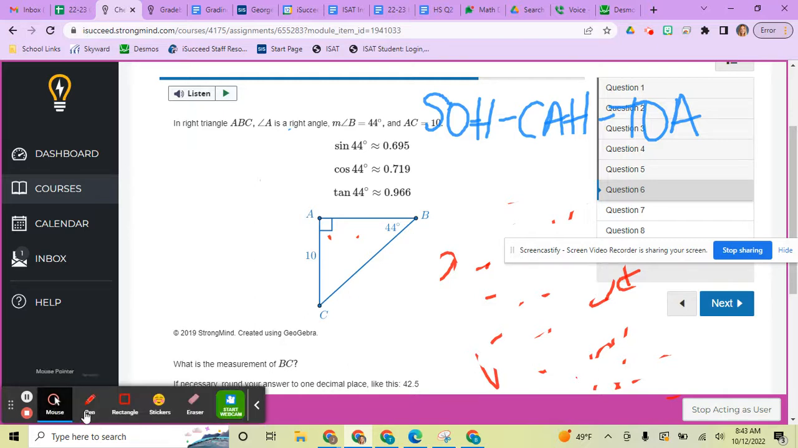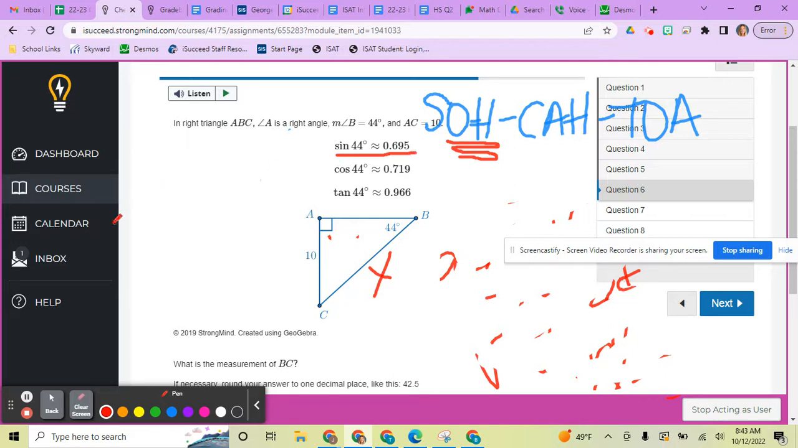Let me get my pen again. We're trying to figure out this. I'm just going to call it X right now. So we know this angle and we know the opposite side, and X is the hypotenuse side. So because we know the opposite and we're trying to find the hypotenuse, I'm going to use sine because sine is the one that has opposite and hypotenuse. So I'm going to use this information right here.